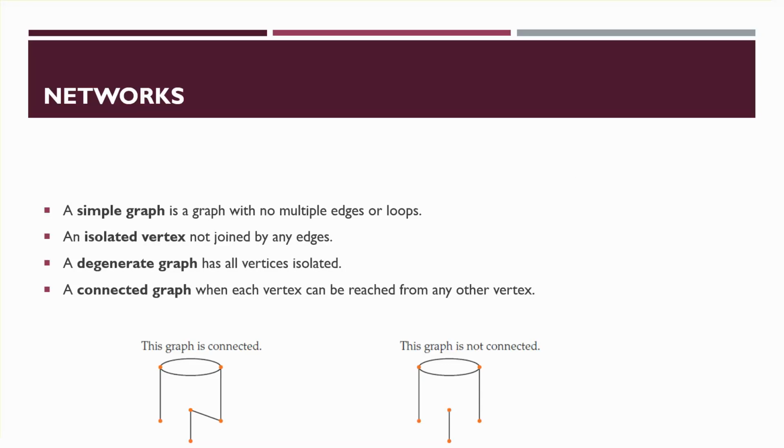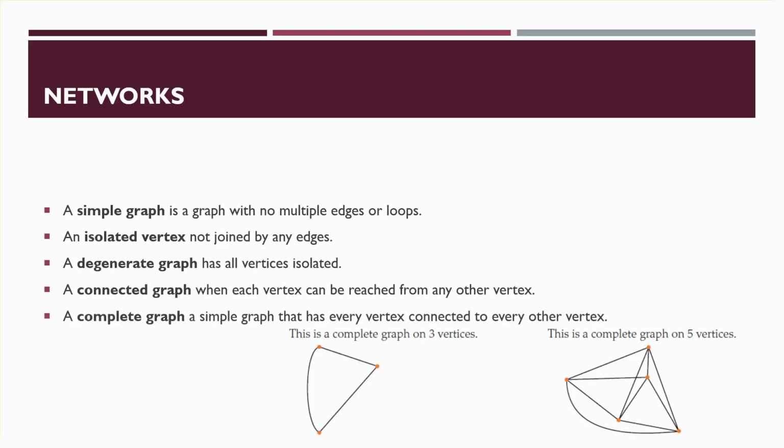A connected graph is when each vertex can be reached from any other vertex. So the one on the left there, obviously that's connected because you can start and just follow each of the edges around and get to them all. However, the one on the right, you actually can't get to those 2 in the middle. There's no way of getting there because there's no edge connecting them.